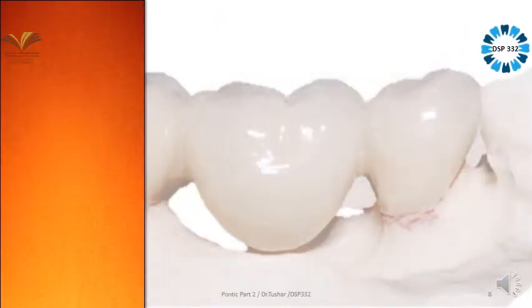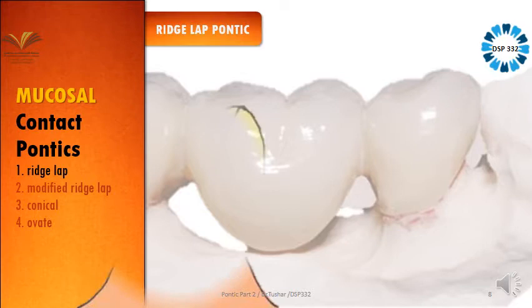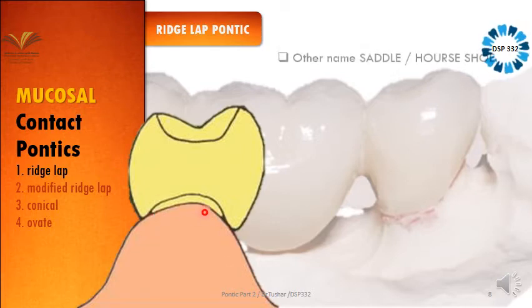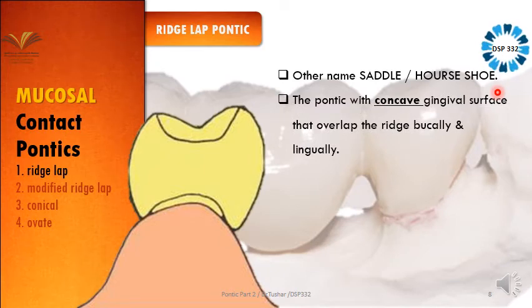So now one in depth regarding the ridge lap. Now these are mucosal contact, ridge lap. As you can see, this is your ridge lap, or it is also called as saddle pontic. The other name is saddle pontic or horseshoe shape type of pontic. This pontic is concave, and it overlaps the ridge buccally and lingually. Buccally also it is overlapping, and lingually also overlapping.